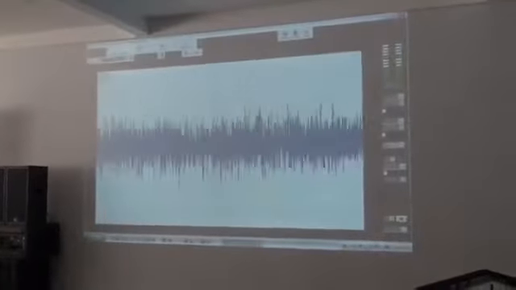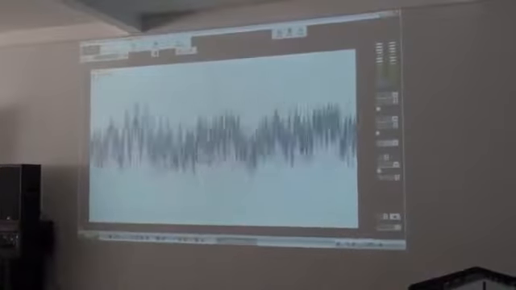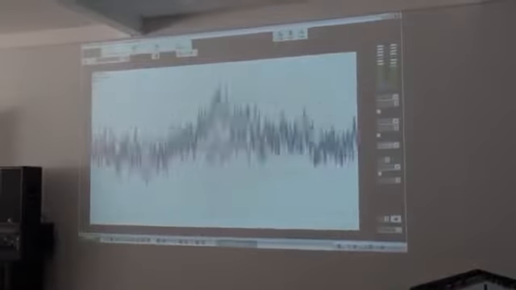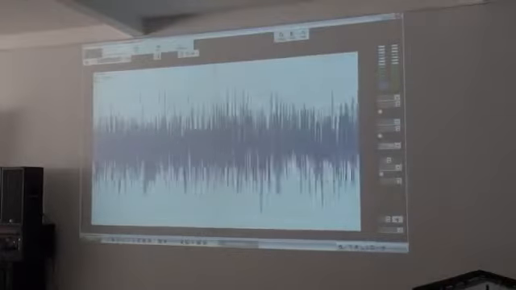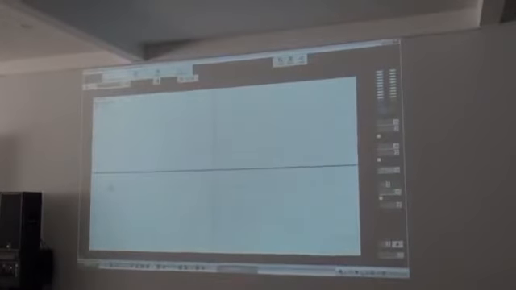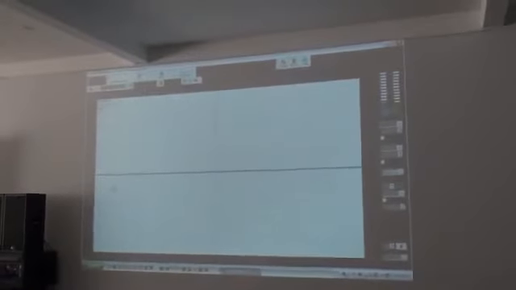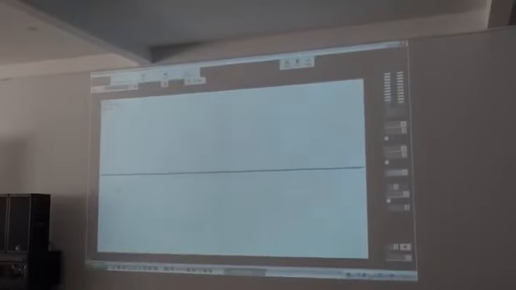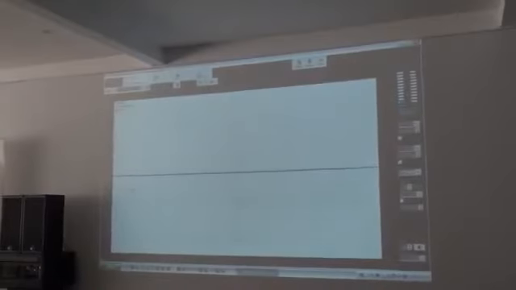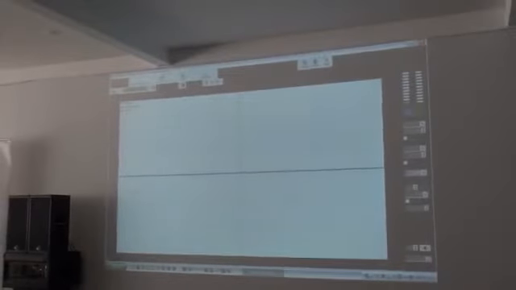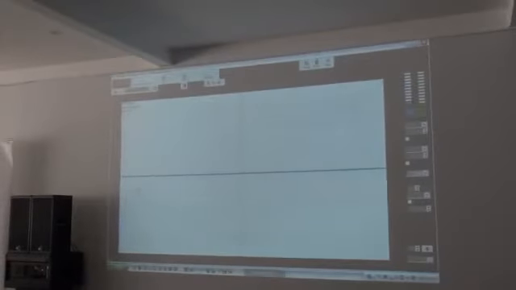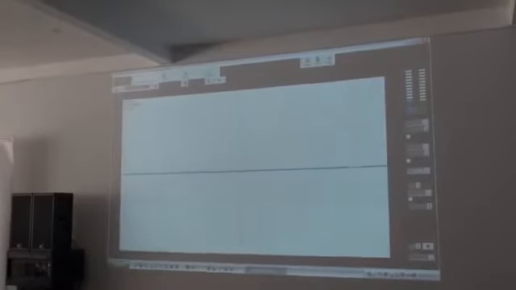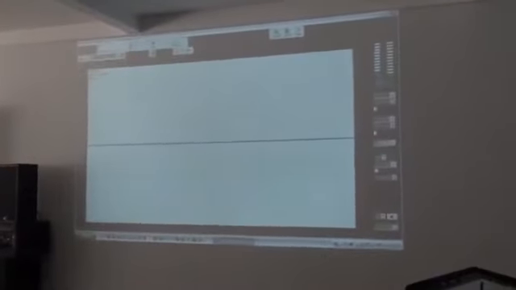This is white noise, and this is pink noise. Trying to understand a signal like pink noise or white noise on an oscilloscope is impossible. But trying to understand the information in a real-time analyzer or fast Fourier transform is easier.